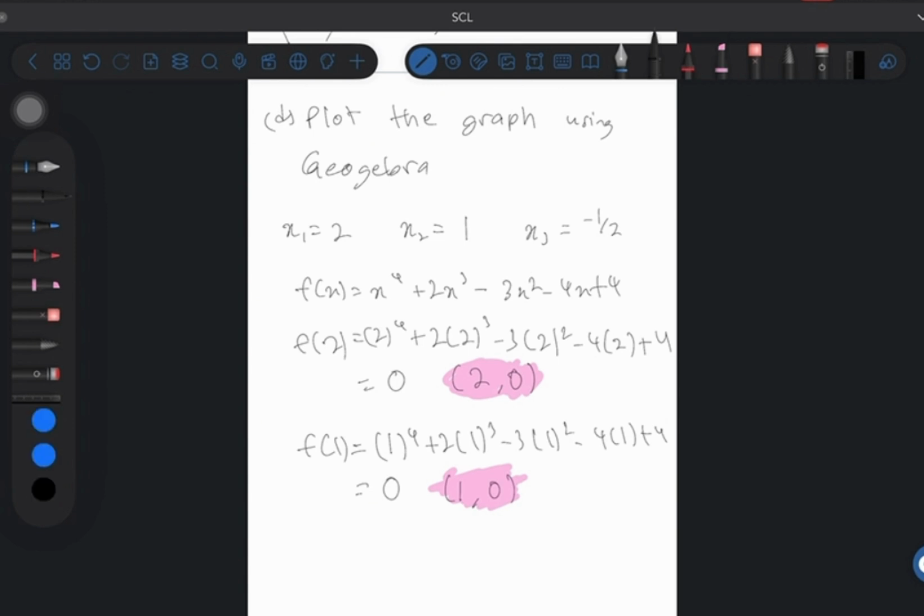So for the last critical number, we have -1/2. We are going to substitute it into our equation.